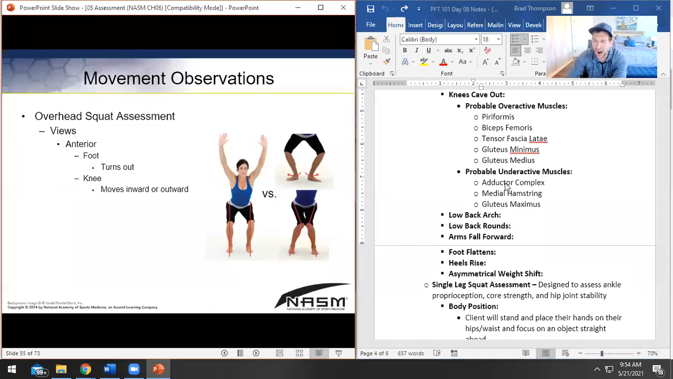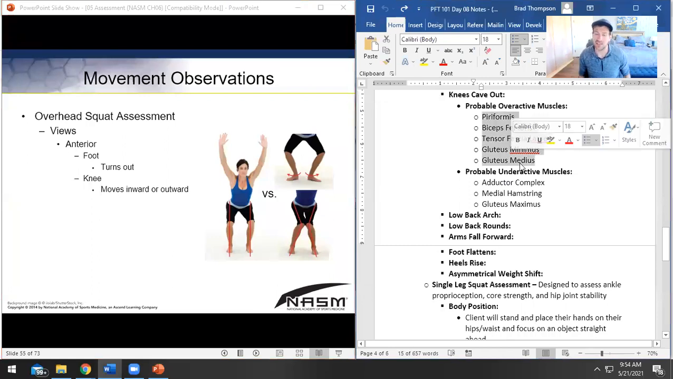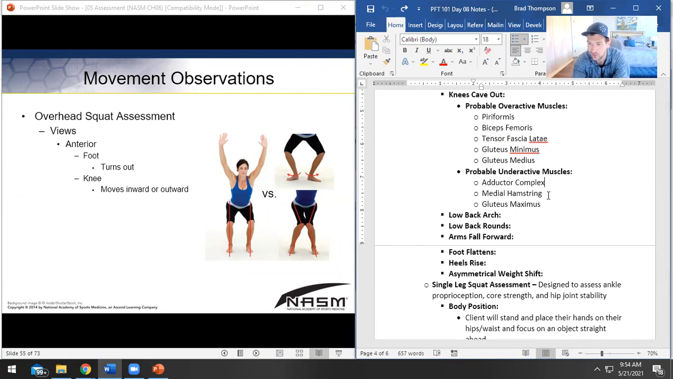Our probable overactive muscles are all the muscles that are caving our knees outward. And for our underactive muscles, we're going to see the adductor complex here, right? Those adductor muscles, which have been a bad guy in our little overhead squat story so far, are actually underactive. They're not doing enough work.